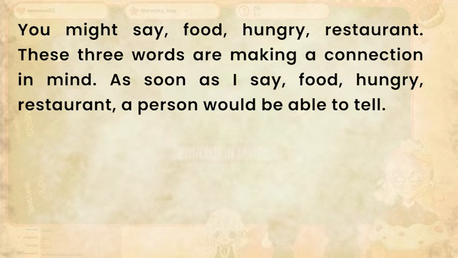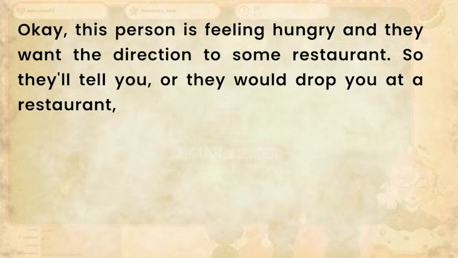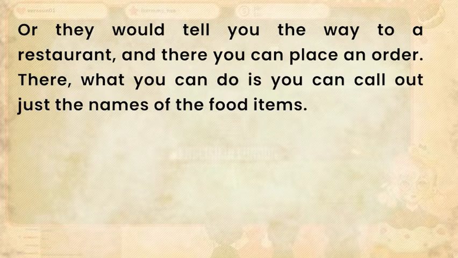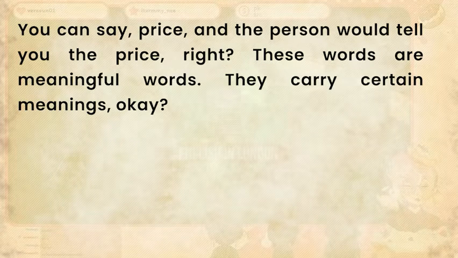As soon as I say food, hungry, restaurant, a person would be able to tell, okay, this person is feeling hungry and they want the direction to some restaurant. So they'll tell you, or they would drop you at a restaurant, or they would tell you the way to a restaurant, and there you can place an order. There, what you can do is you can call out just the names of the food items. You can say, price, and the person would tell you the price, right?